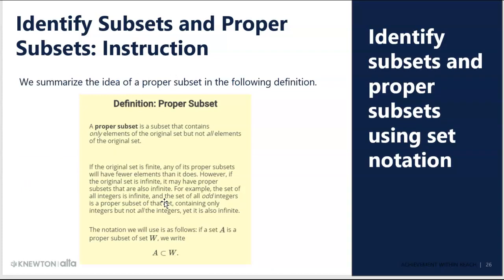So here is the full definition of proper subset. If the original set is finite, any of its proper subsets will have fewer elements than it does. However, if it's infinite, you might have a proper subset that's infinite. We are not going to get into that in this class. We're just going to work with subsets that will be finite in this course for the purposes of our discussion.